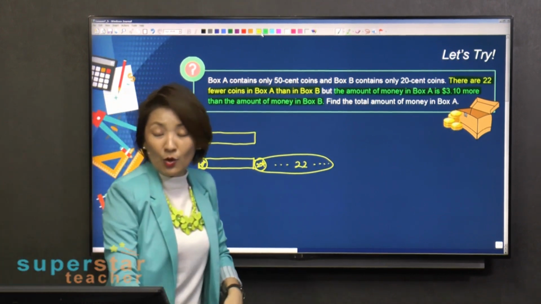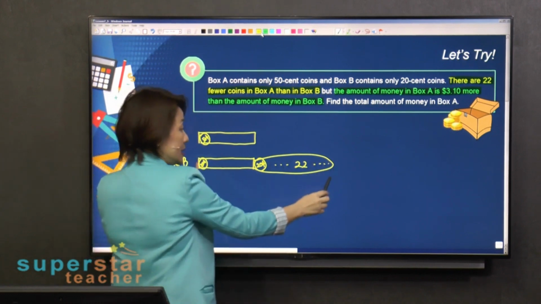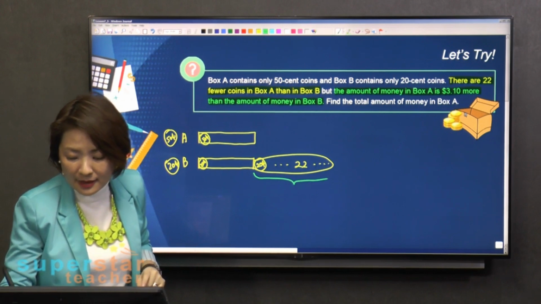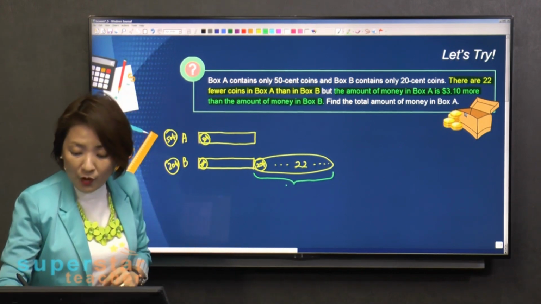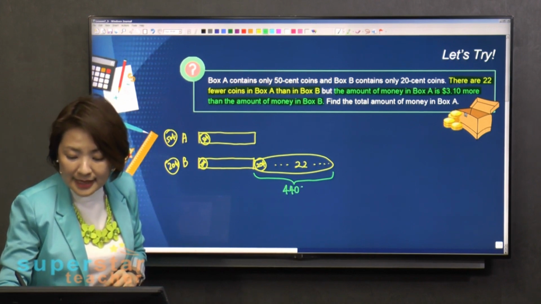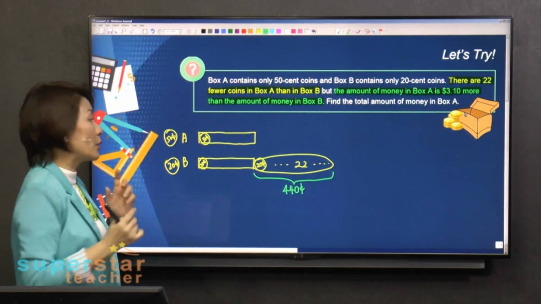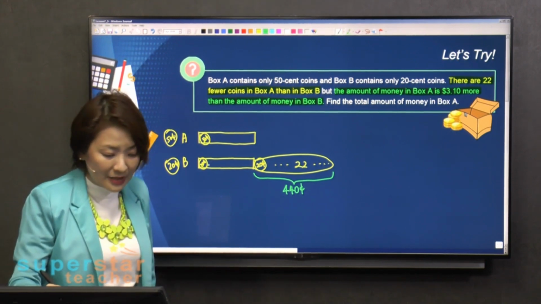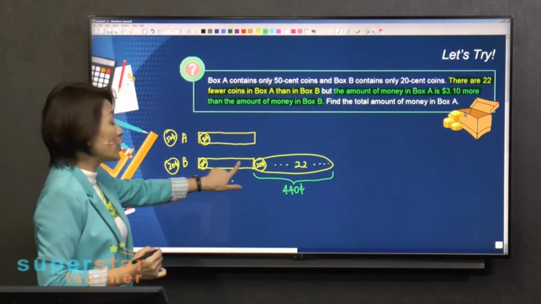The value of the 20 cents is from here to here, right? Okay, I actually know the value here, okay? Let me just write this. What is 20 cents times 22? That's 440 cents. Correct? So this value I definitely know. I'll write it down first. Okay? And the value here, I don't know how many, because I don't know how many 20-cent coins there are.